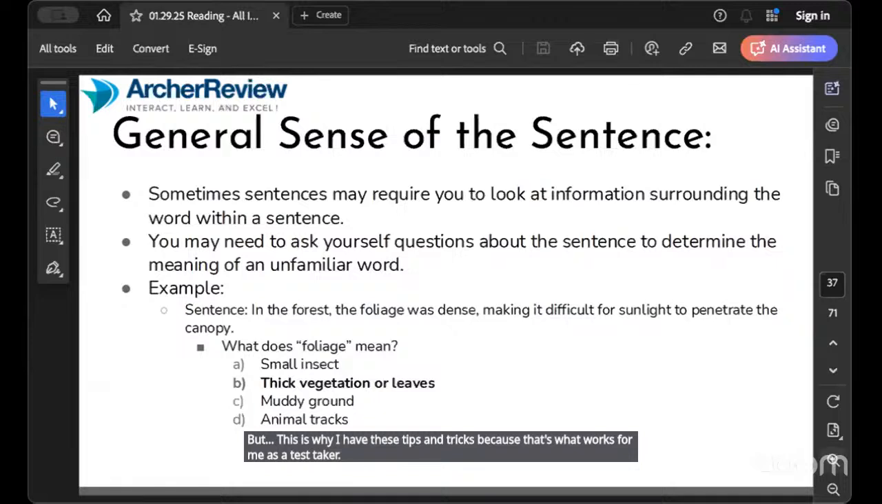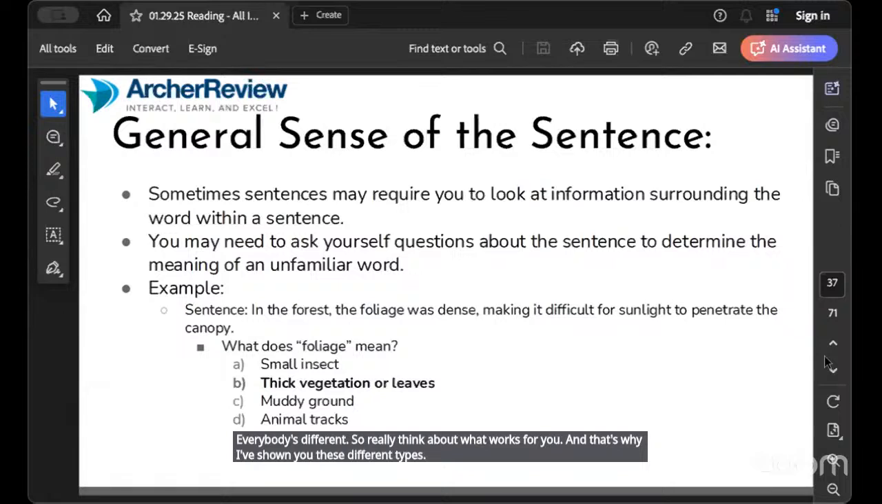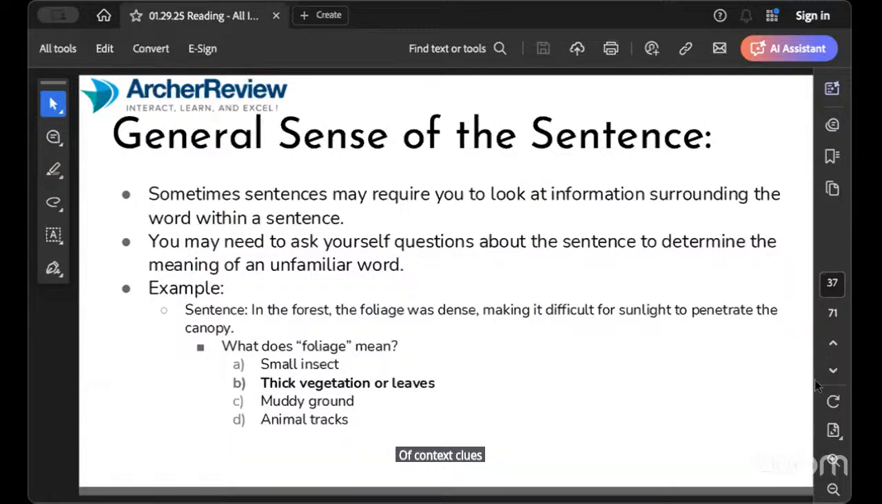Everybody's different. So really think about what works for you. And that's why I've shown you these different types of context clues. Okay? Not everybody's the same. Not everybody approaches things the same.